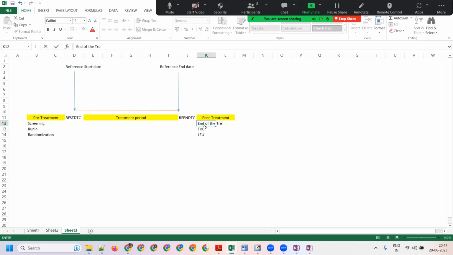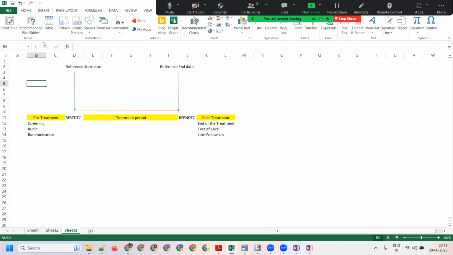End of the treatment is generally plus 2 days or plus 15 days or whatever, which I'm also going to talk about. Second, I have test of cure. And then I can also have late follow-up. So these are the various elements that occur after my treatment. These are the elements present before my treatment, and this is the one I'm going to have during the treatment. I only have the treatment within that week 1, week 2, week 3, week 4, all those things. Correct?